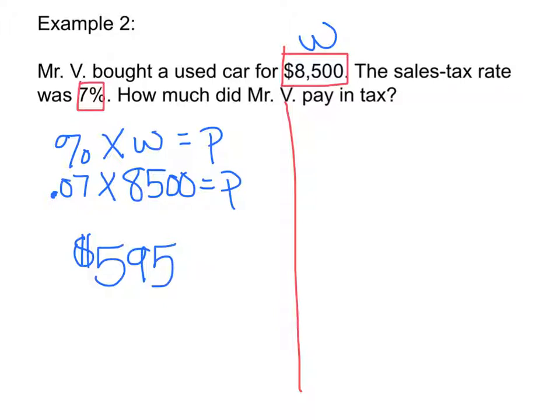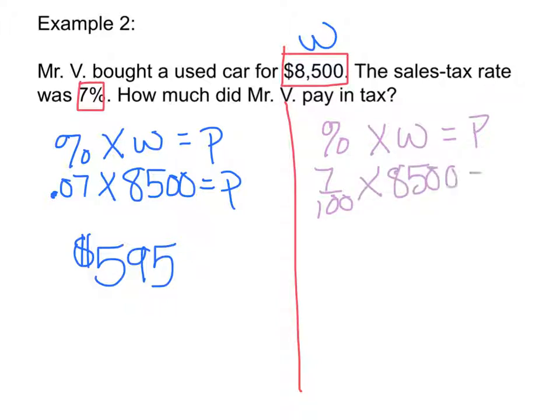Now let's solve this again using a fraction. Okay, same thing, percent of a whole is equal to part. Our percent is 7 out of 100 times our whole, which is 8,500, is equal to our part. Well, you can knock off these zeros here because it's like canceling in multiplication, so basically you now have 7 times 85. When you multiply that out, you get $595 is what he paid in tax.